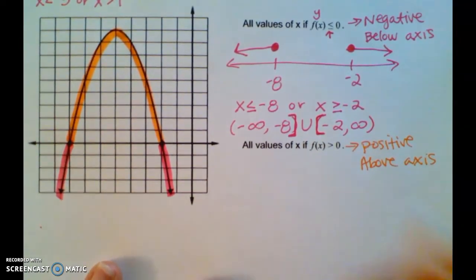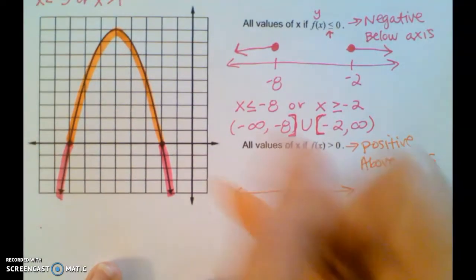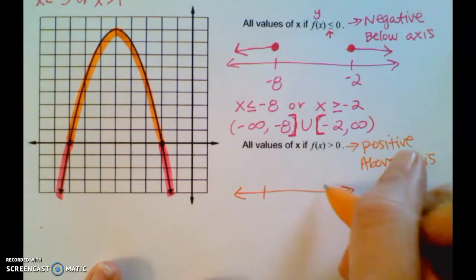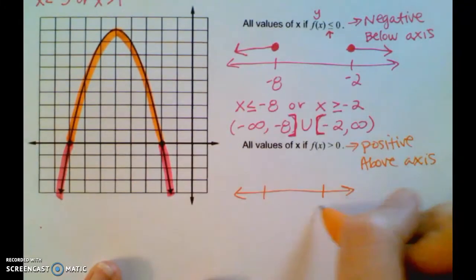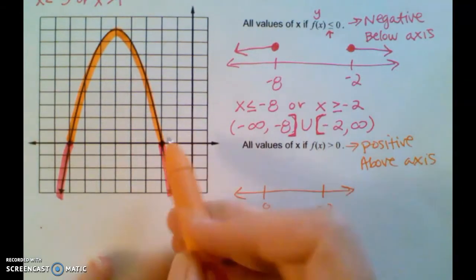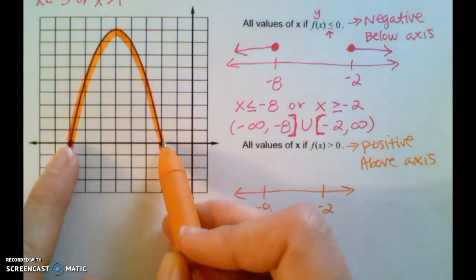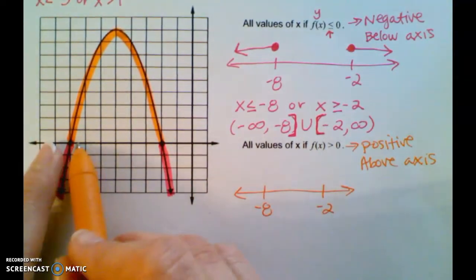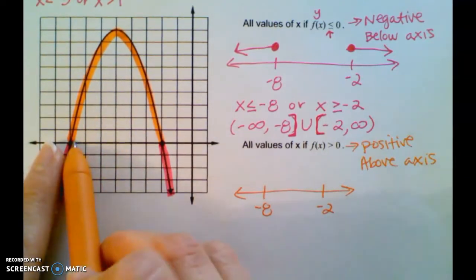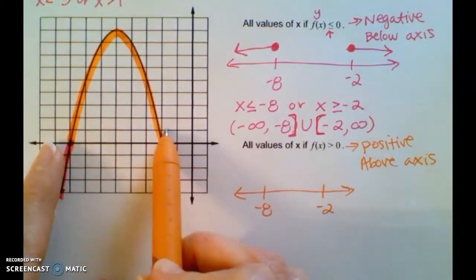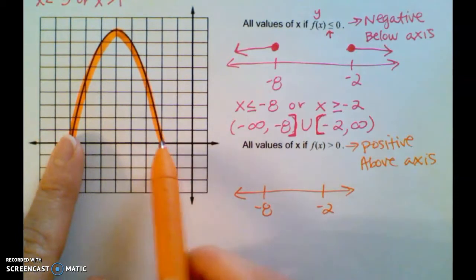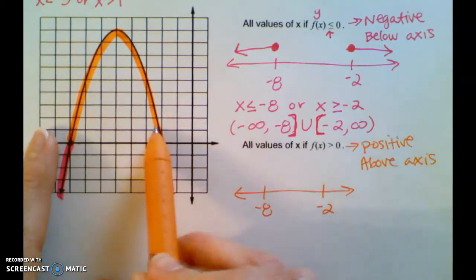Well, where is it positive? Let's start with our number line. We just look at the zeros because that's where it crosses. Our zeros, again, are -2 and -8. So we look at those zeros. This time it's positive between the zeros, from here all the way to here. From -8 to -2, it's positive all in between them.